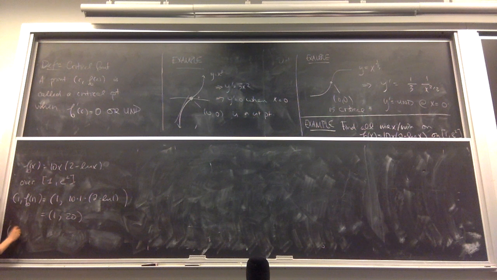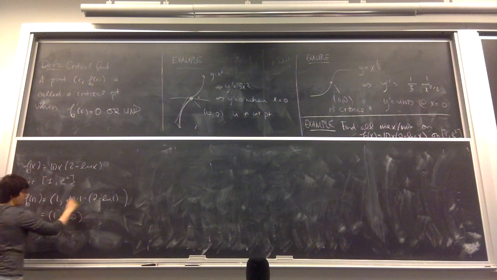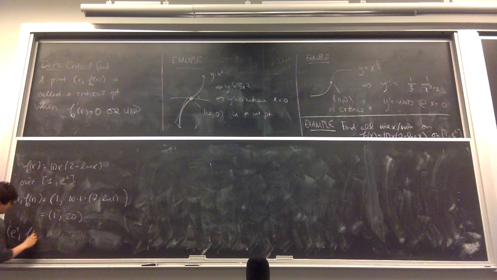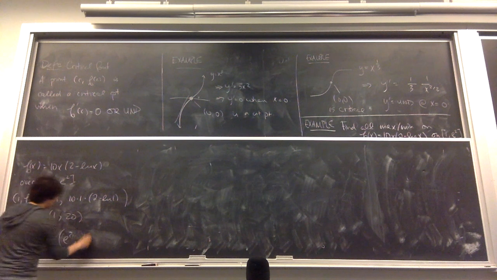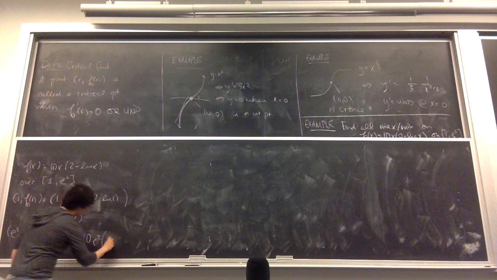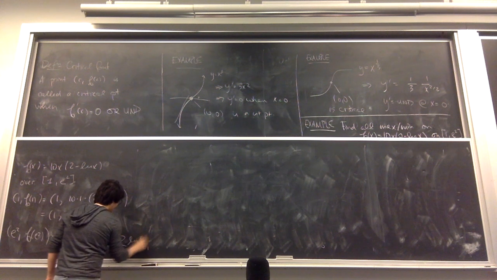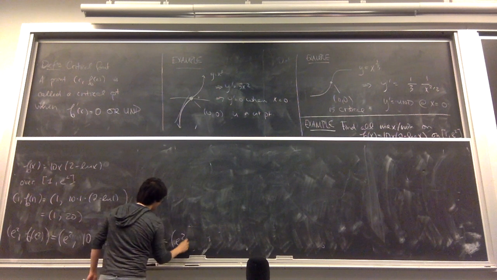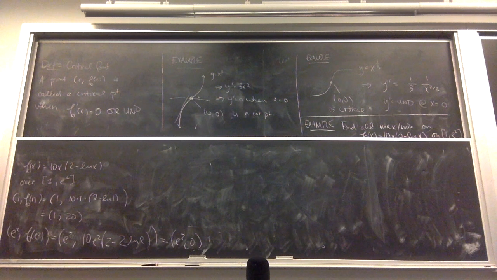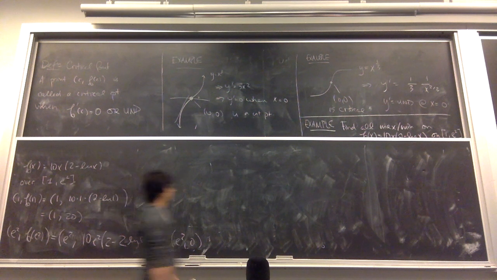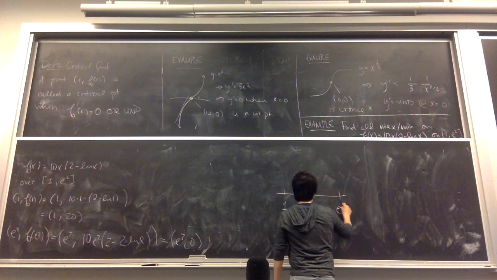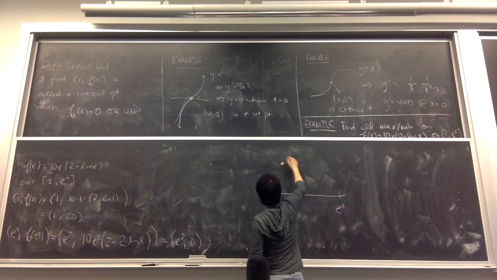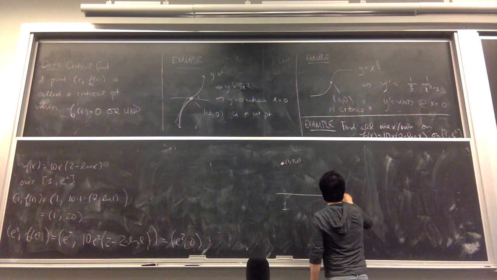And then the other endpoint, e squared. f of e squared is going to be 10 e squared times (2 minus 2 ln e), which is 2 minus 2, so 0. So this point is (e squared, 0). I'm just going to keep track of what we have: we have 1 and e squared. At 1 we're at 20, and at e squared we're at 0. Okay.